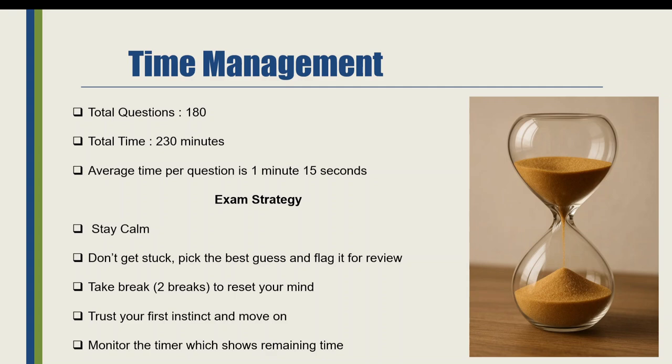Time management is most crucial to appear for a PMP exam. Let's analyze the timings. Total questions are 180 and the total time available to answer 180 questions is 230 minutes. If you break it down further, the average time per question is 1 minute and 15 seconds. Exam strategy. Stay calm because cracking the PMP exam is like running a mental marathon. It tests knowledge, focus, and endurance. So it is utmost important to stay calm during the exam. Don't get stuck. Pick the best guess and flag it for review. This will save your time.